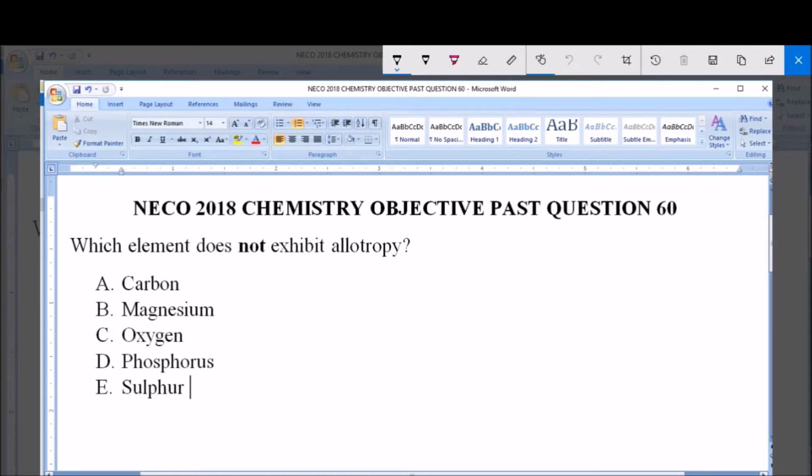Which element does not exhibit allotropy? A. Carbon, B. Magnesium, C. Oxygen, D. Phosphorus, and E. Sulfur. So we are asked for the element that does not exhibit allotropy.